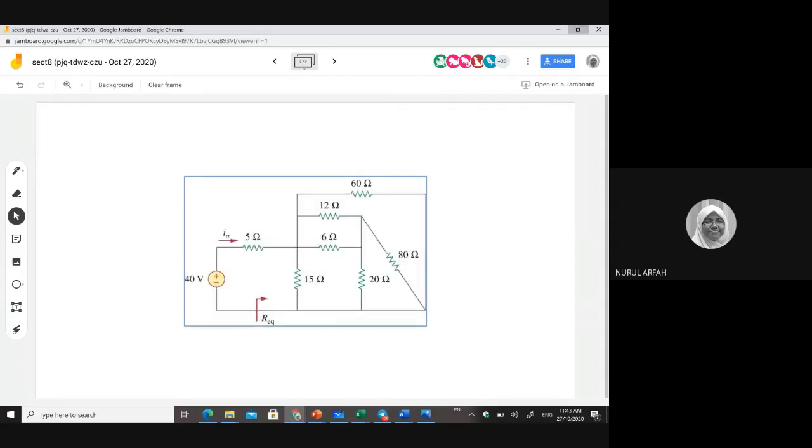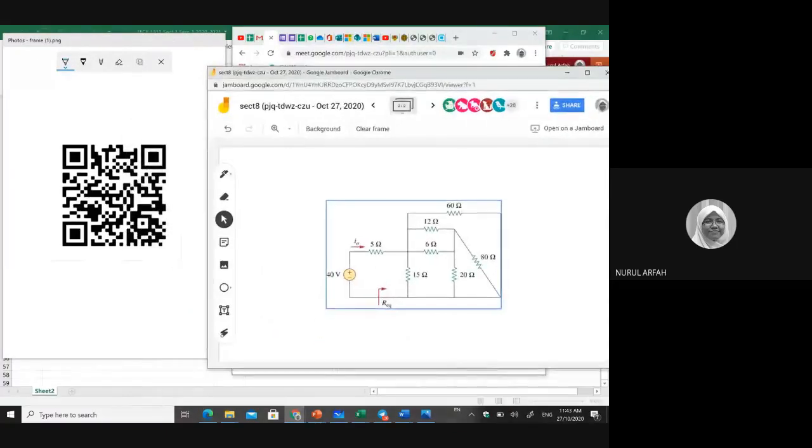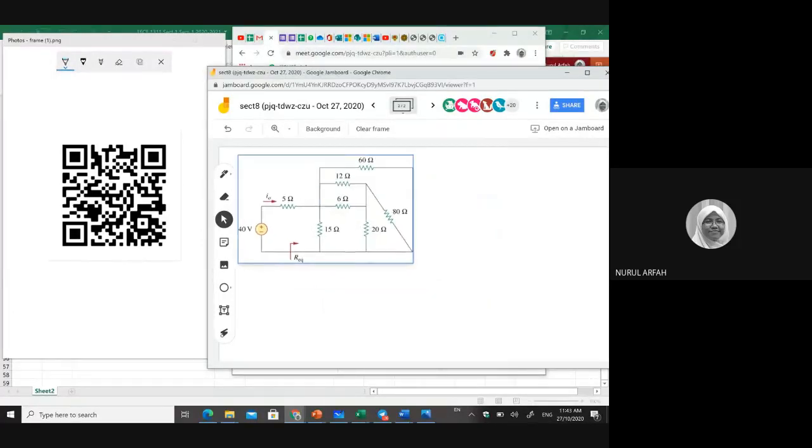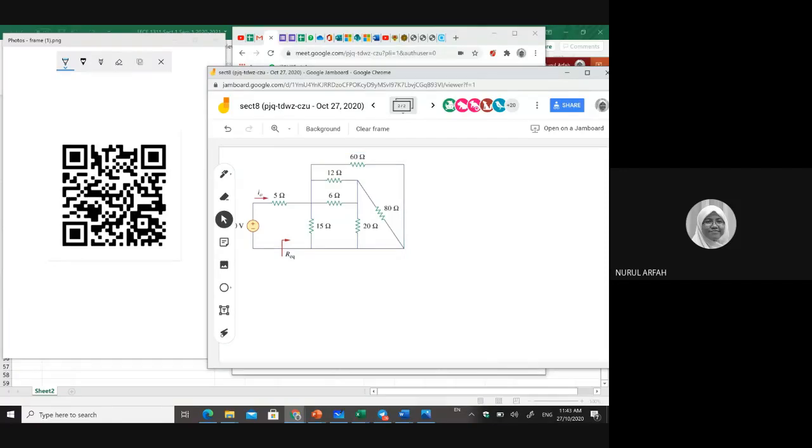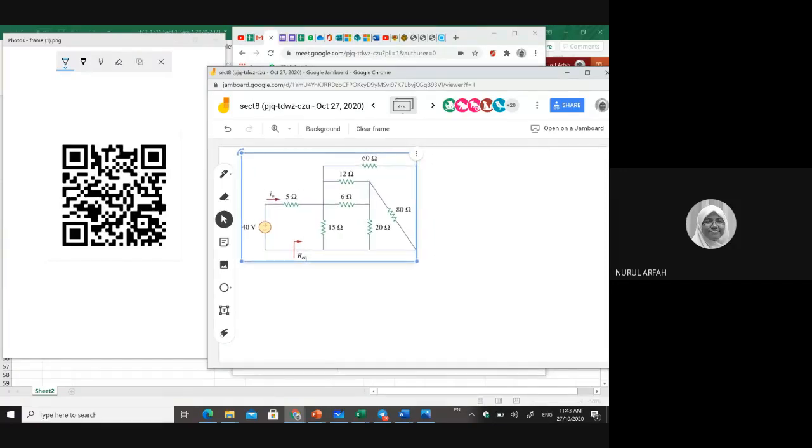Someone new has come in. Okay, for those who just came in, you need to scan the QR code, because I don't have time to get one by one and tick one by one. All right, now this one.